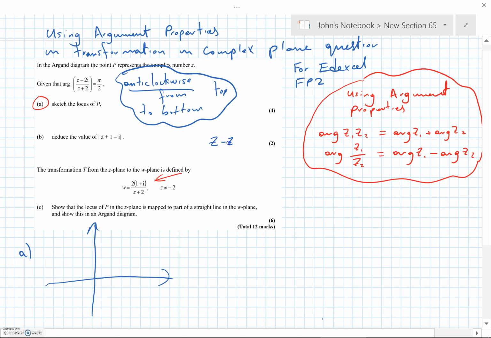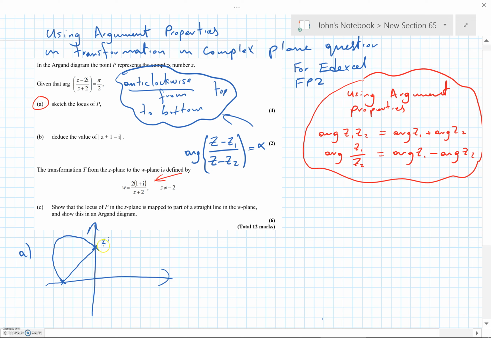It's the argument of (z minus z1) over (z minus z2) equals alpha, which will be a part circle going from top to bottom. So z1 is equal to 2i, so that's up there, and z2 is minus 2. Okay, so that's there, and it's a part circle. So it's going to do something like this. Excuse my dreadful drawing.